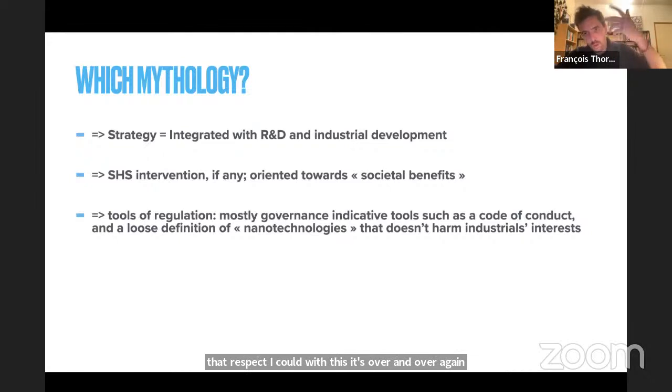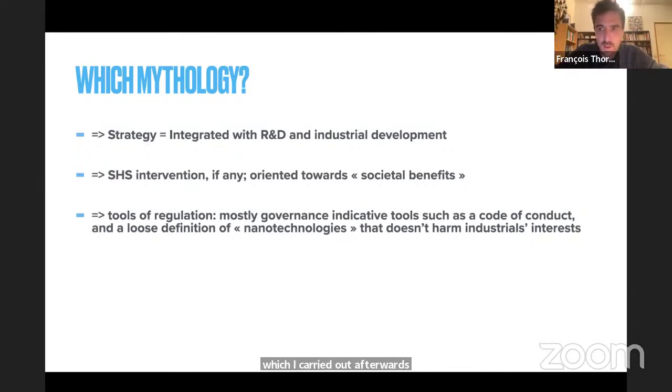I will tell you a bit more about my other fieldworks, which I carried out afterwards, about SHS interventions, but very often oriented towards public acceptance or societal benefits. So it entrenches a sort of division of labor: what the lab strives for is market integration, development of prototypes, access to new markets, and what they want social scientists to do is either anticipate the demands of the day, like I said earlier, or make sure there's going to be public acceptance. There won't be any backlash or public opinion problems.